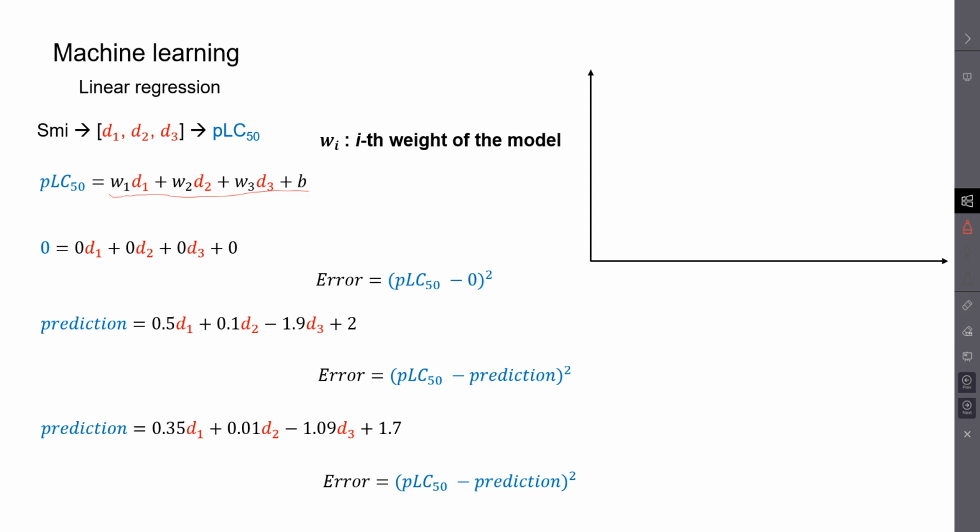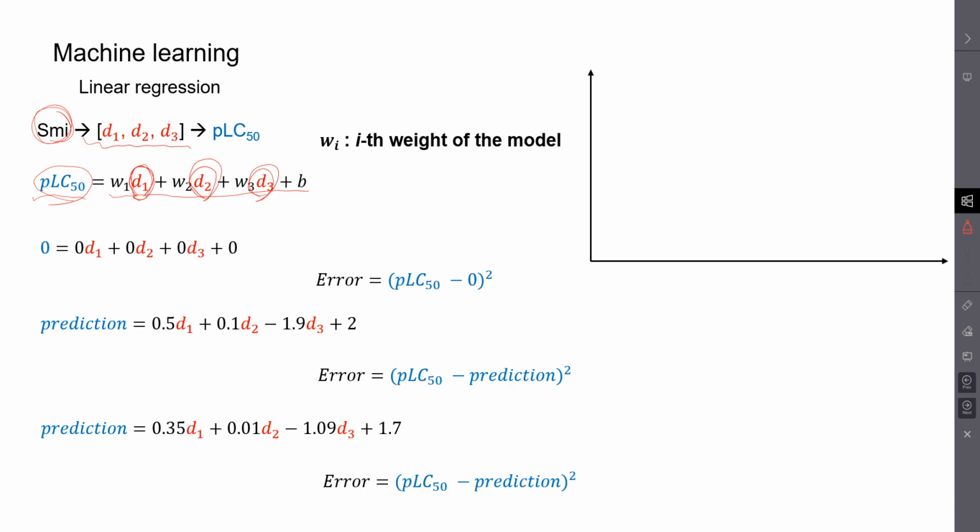and we have a SMILES code from which these descriptors are calculated, these values, descriptor 1, 2, 3, and we know this value, which is the experimental value. So we have a label, the pIC50 value of the structure, and we have structural features, descriptors, here.